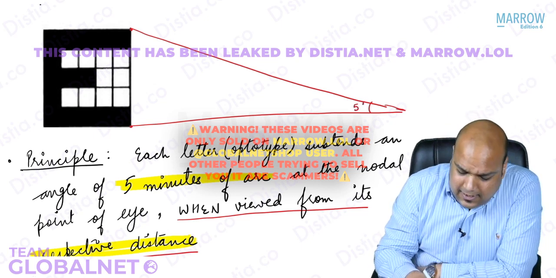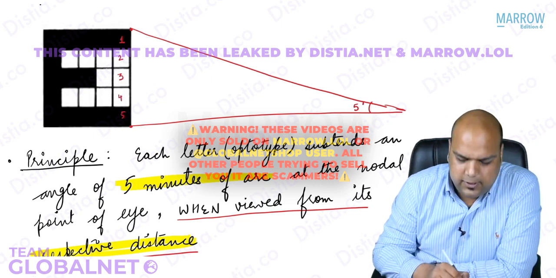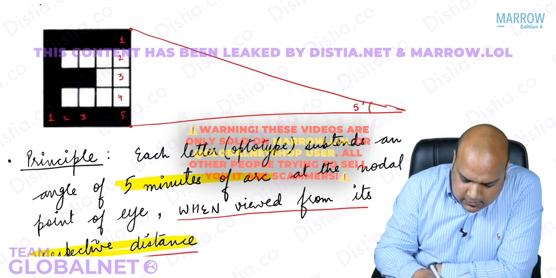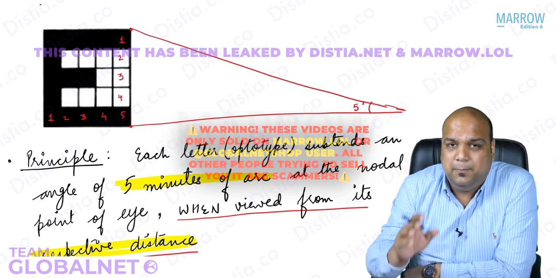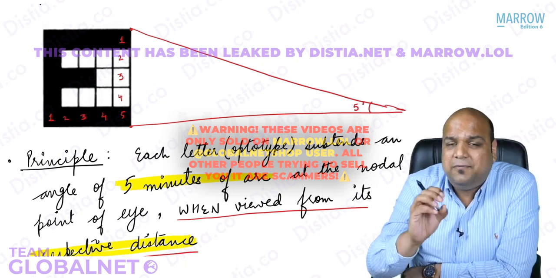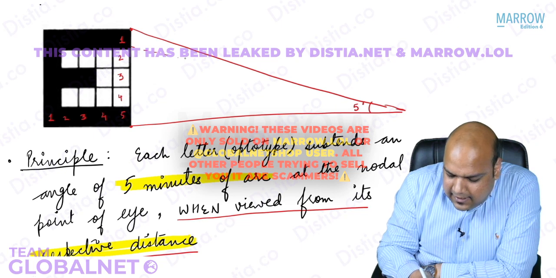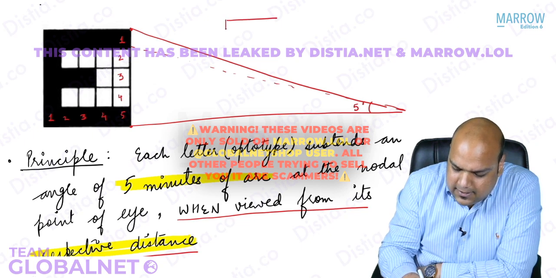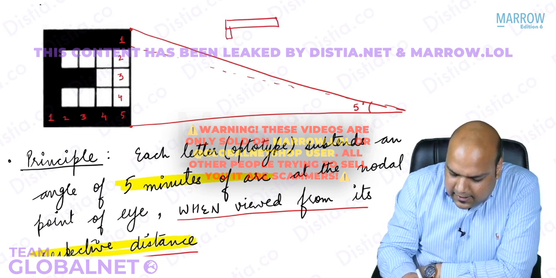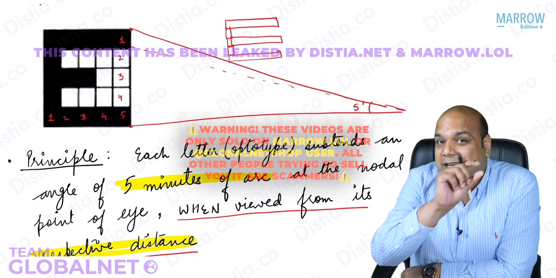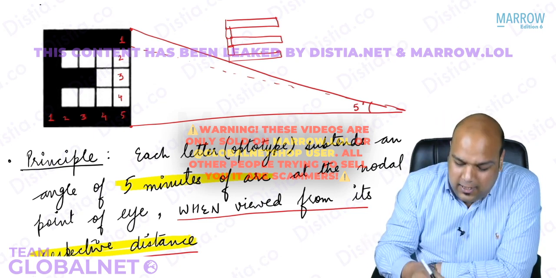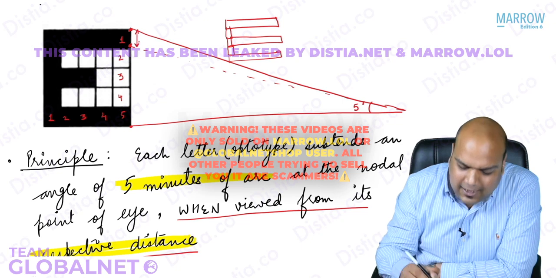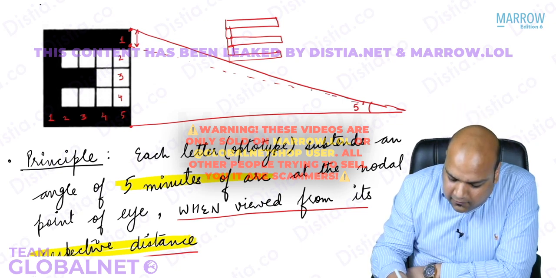But each letter is further divided into 5 parts, 1, 2, 3, 4, 5 horizontally, and 1, 2, 3, 4, 5 vertically. Both ways it is divided into 5 parts, such that each part of the letter, or I can say each stroke. See, if I'm writing E, this is my first stroke, this is my second stroke, this is my third stroke, fourth stroke, and then my fifth stroke. So the thickness of each stroke is also divided in such a way that it will subtend an angle of only 1 minute.